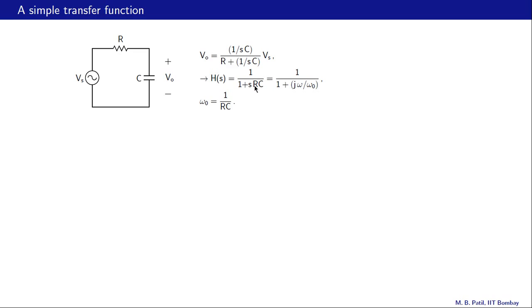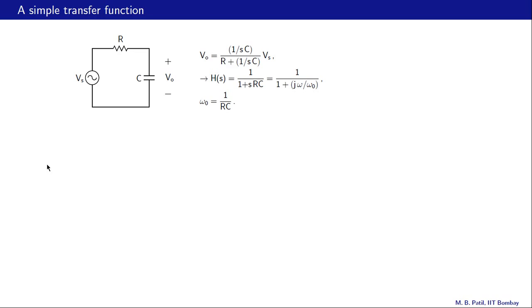So the transfer function, which is defined as Vo divided by Vs, is 1 divided by 1 plus sRC. This simply follows from this expression. We multiply both numerator and denominator by sC. In the numerator we get 1, in the denominator we get 1 plus R times sC. So that is this expression. And we can now substitute for s, j times omega. So we get 1 divided by 1 plus j omega RC, and that we can rewrite as 1 plus j omega by omega 0, where omega 0 is 1 over RC. So that is the transfer function for this series RC circuit.